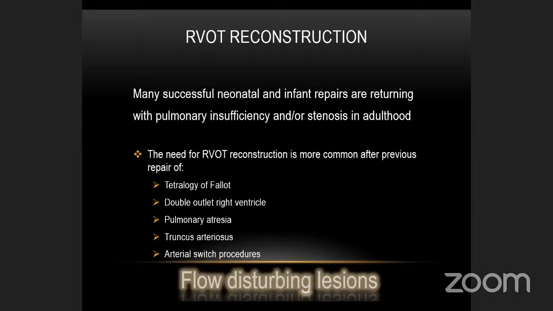Many successful neonatal or infant repairs return with pulmonary insufficiency or stenosis in adulthood. The need for RVOT reconstruction is more common after previously repaired tetralogy of Fallot, double outlet right ventricle, pulmonary atresia, truncus arteriosus, or arterial switch procedures.